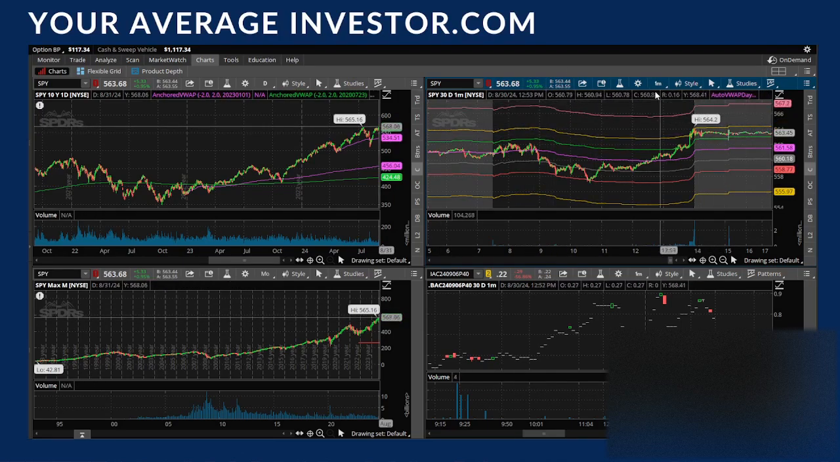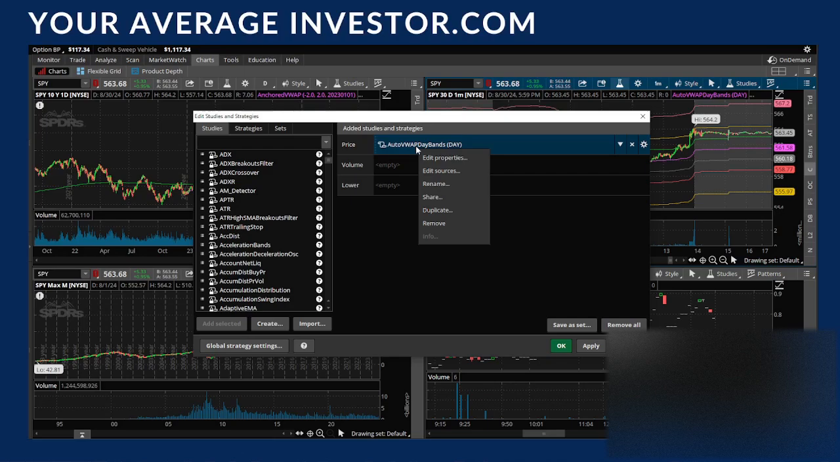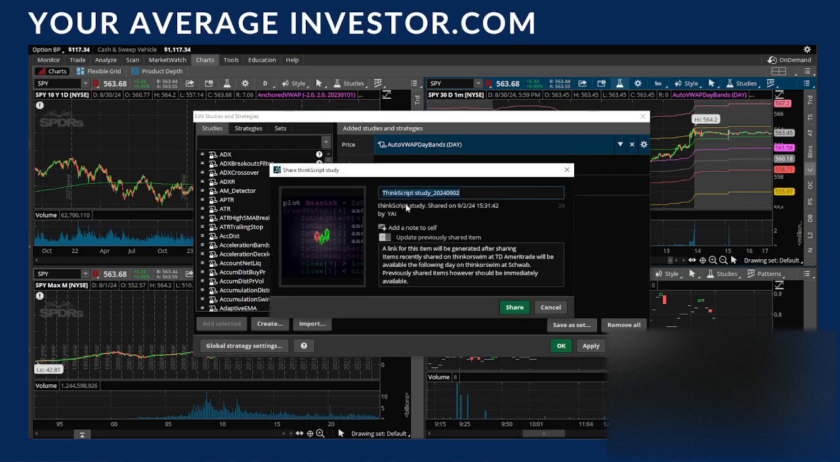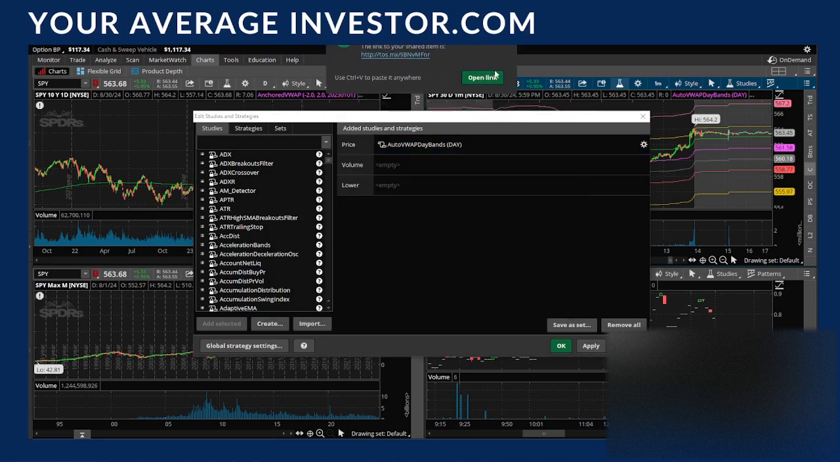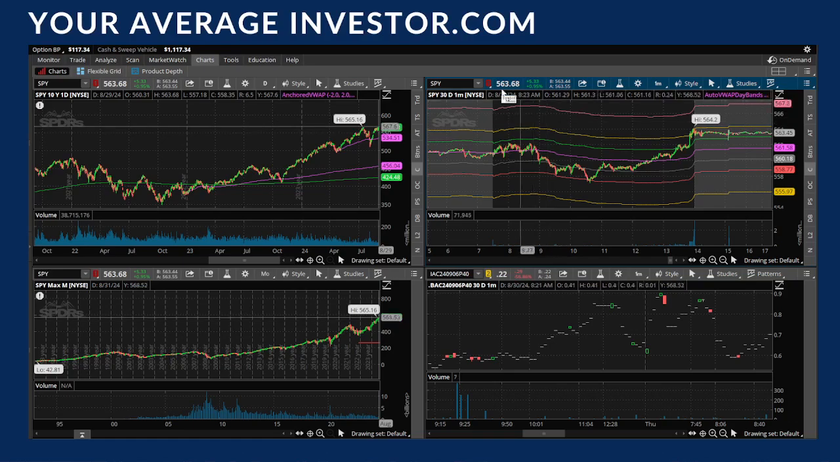This is a custom indicator that I've made. So what I'm gonna do is I'll share this, and we'll call this Daily VWAP Scalp Bands, something like that. And I'll share this in the description. So if you guys want to upload it to your Thinkorswim, feel free to use it.